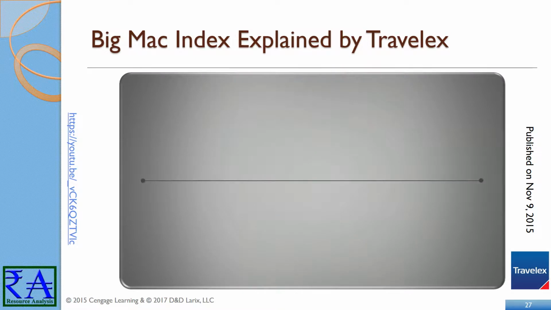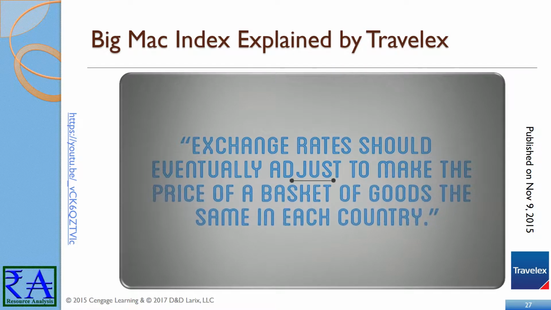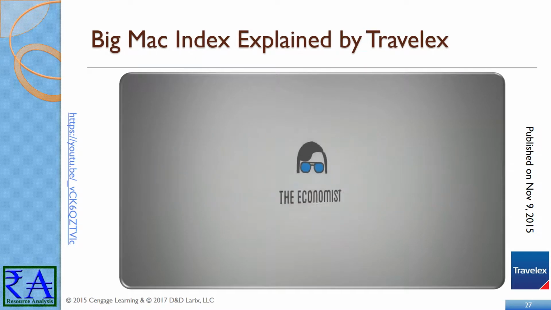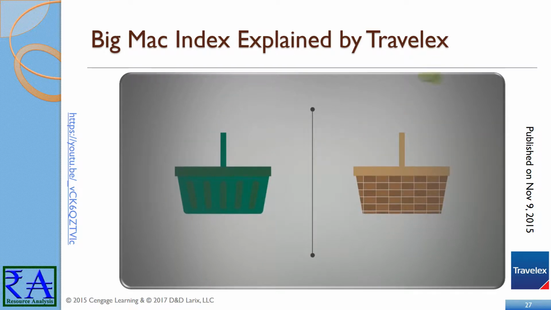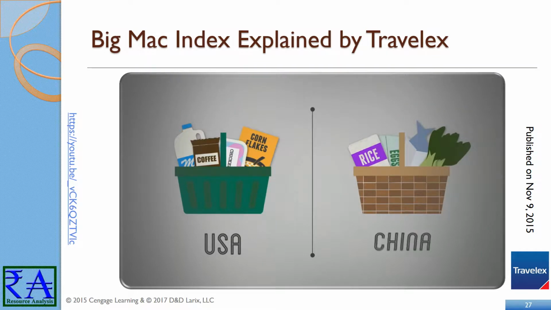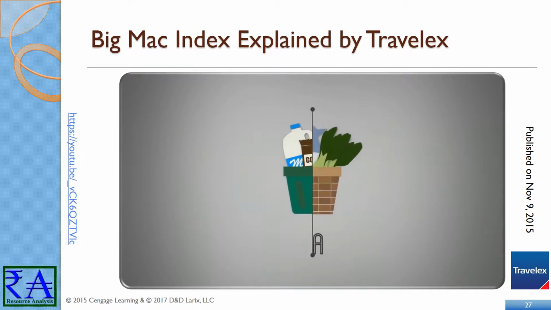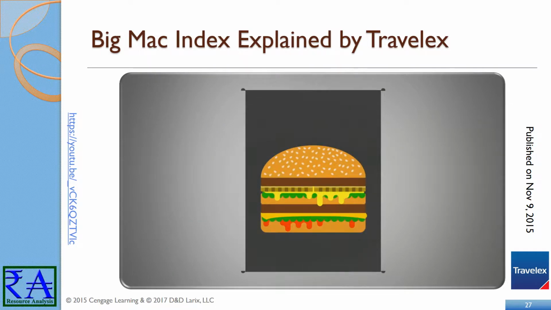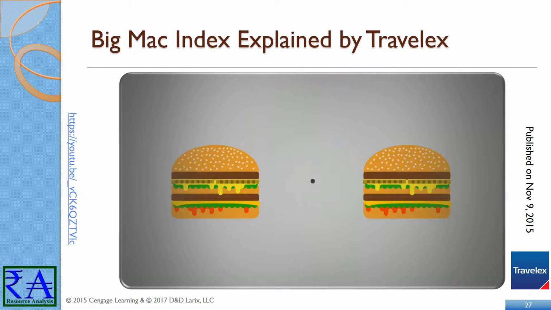Many economists believe exchange rates should eventually adjust to make the price of a basket of goods the same in each country. But the average basket of goods in America is different from the average basket in China. To overcome this problem, The Economist introduced the Big Mac Index in 1986, because apart from a few exceptions, the Big Mac has the same ingredient worldwide.